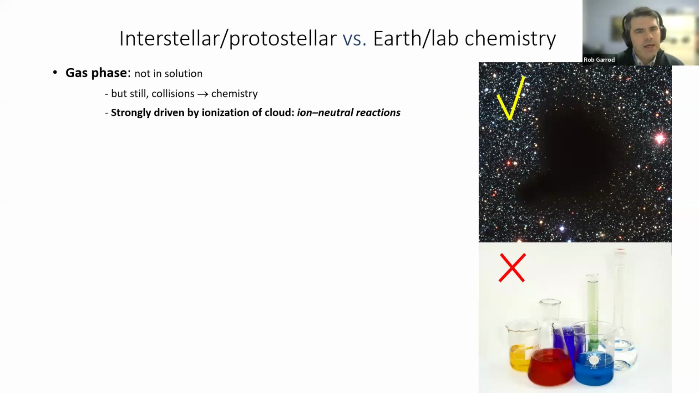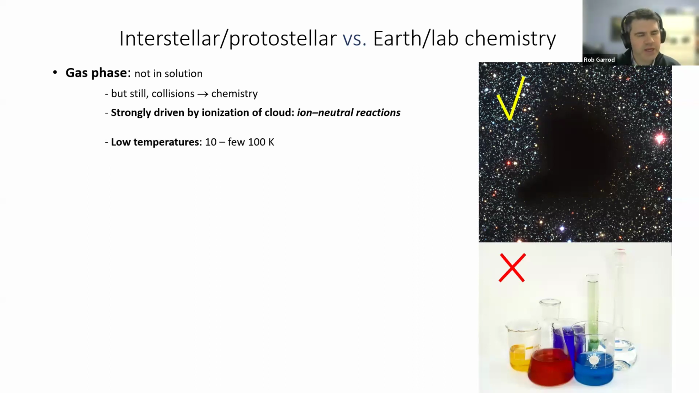A lot of that chemistry, though, is strongly driven by ionization. That is to say, we have some ions, not a lot, a small fraction of the gas is ionized in the kind of interstellar gas that we'll be talking about. But the attraction between ions and neutrals is strong enough that a lot of the reactions involved do involve ions. So we do have to consider where the ionization comes from.